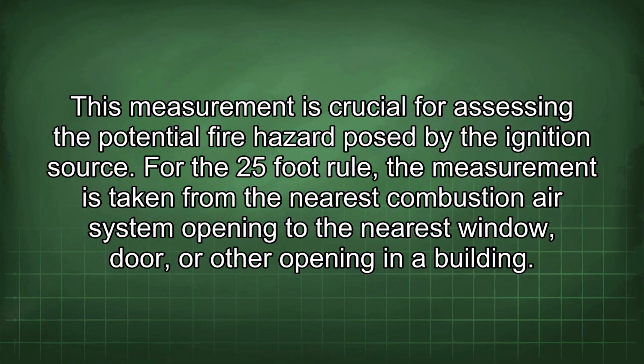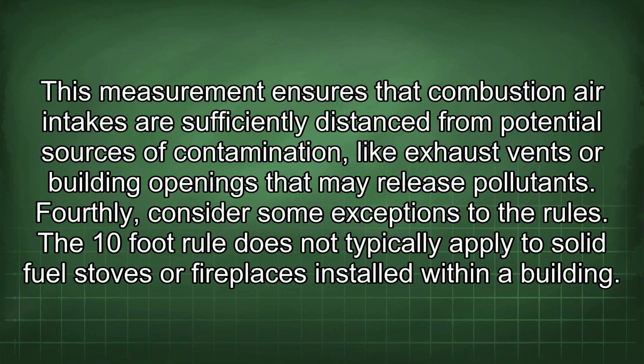For the 25-foot rule, the measurement is taken from the nearest combustion air system opening to the nearest window, door, or other opening in a building. This measurement ensures that combustion air intakes are sufficiently distanced from potential sources of contamination, like exhaust vents or building openings that may release pollutants.